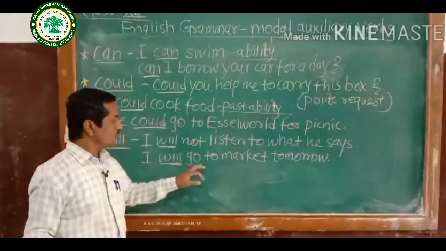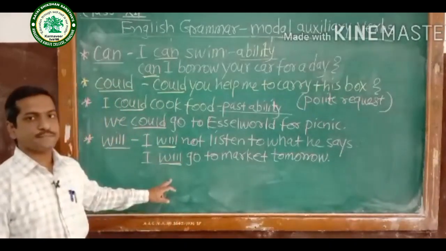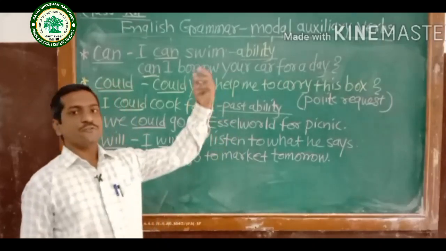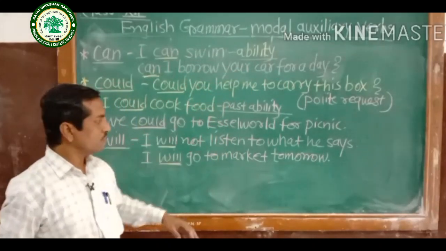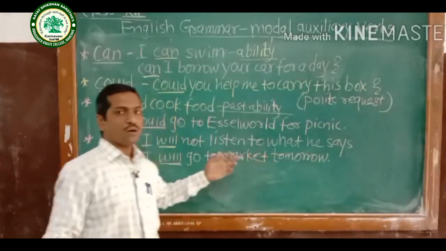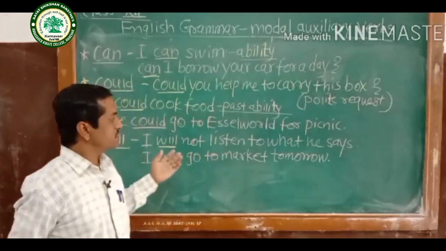Now, I will go to market tomorrow. Okay, in this sentence, will expresses my determination, or my future action, that tomorrow or in future I will go to market. Actually, I have already decided that I will go to market tomorrow.